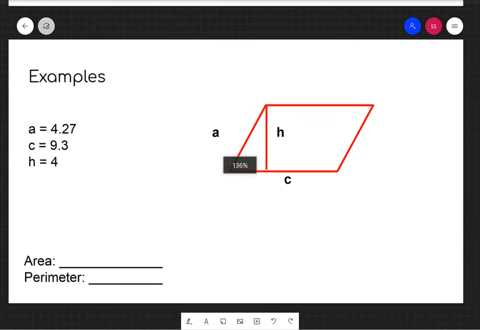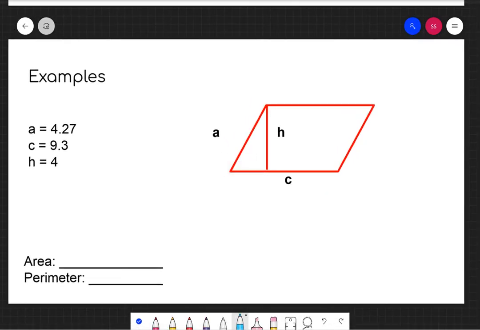All right, so here we have an example. Notice the variables that are being used. It doesn't matter what variable is being used. You need to actually look at your shape, find what's perpendicular to one of the sides, and that will help you identify the height and the base. So, where do you see a 90-degree angle? Well, here we see a 90-degree angle, which would actually make this our height. So the H is good there. And it would make C our base.